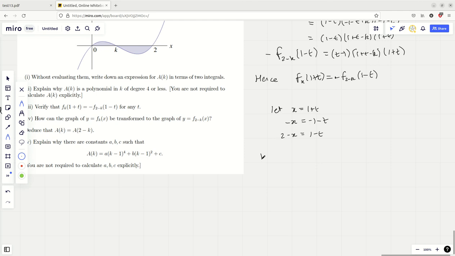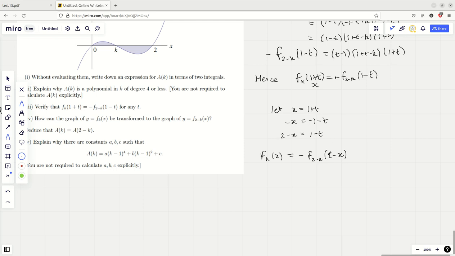So we can now see that f_k(x), I can now just bung in an x in here, is minus f_{2-k}(2 - x). Now I can see clearly there are graph transformations I need to do here, because this is just a reflection. This makes all the y coordinates go from positive to negative. In other words, it's a reflection in the x-axis. Well, that's easy to do.